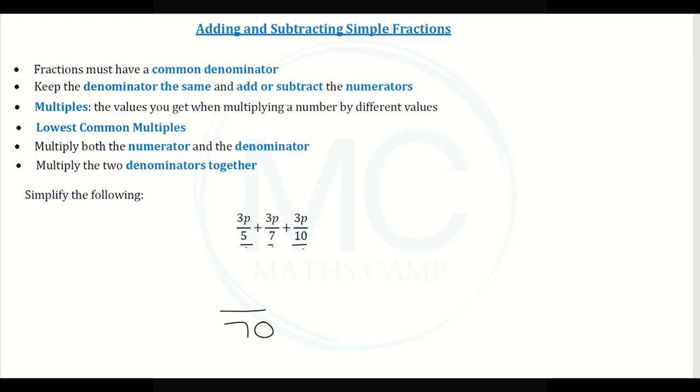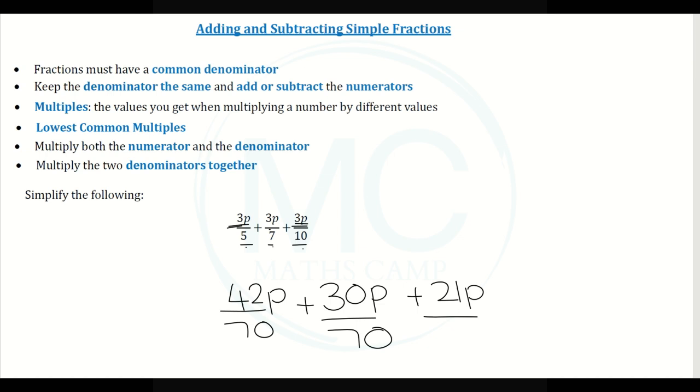To make 5 70, we multiply it by 14, which means we have to multiply 3p by 14, and we get 42p. To make 7 70, we multiply it by 10. Let's multiply 3p by 10, and we get 30p over 70. Finally, to make 10 70, we multiply it by 7. So let's multiply this 3p over here by 7, and we get 21p over 70.